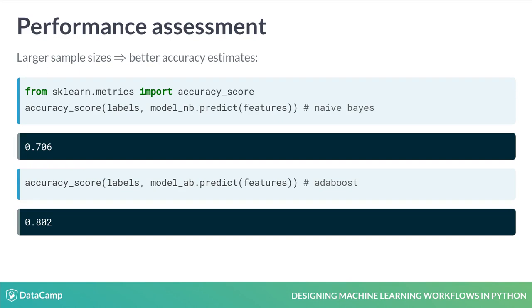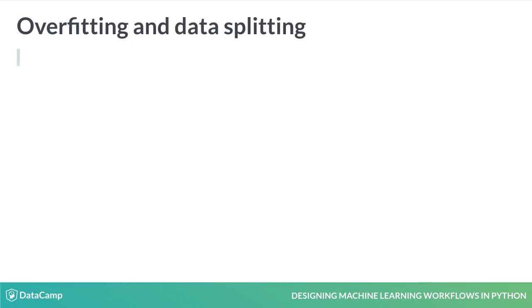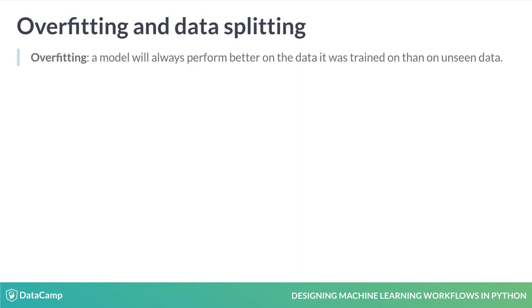But there is something wrong with this way of assessing performance. The problem is that assessing performance on the data used to train the classifier produces bias. The models are optimized to this particular data and will hence perform uncharacteristically well on that data. This phenomenon is known as overfitting.